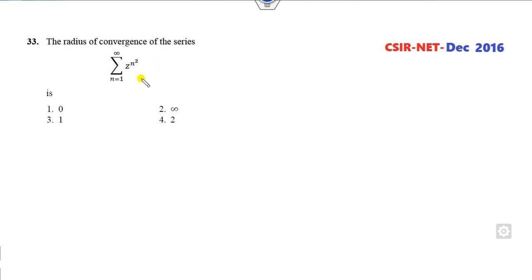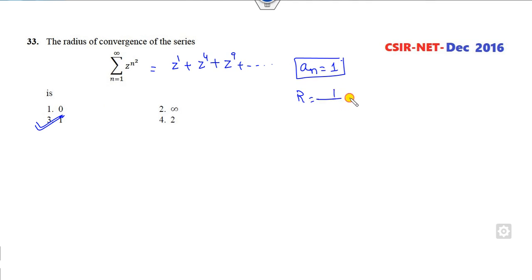Again, you have to find the radius of convergence of this. Again, it's a polynomial, a power series. What is the coefficient of each term? 1. Since it is 1, the radius of convergence is also 1, because if you take the limit of 1 over a_(n+1) over a_n, what is that? 1 over 1 is the right answer.